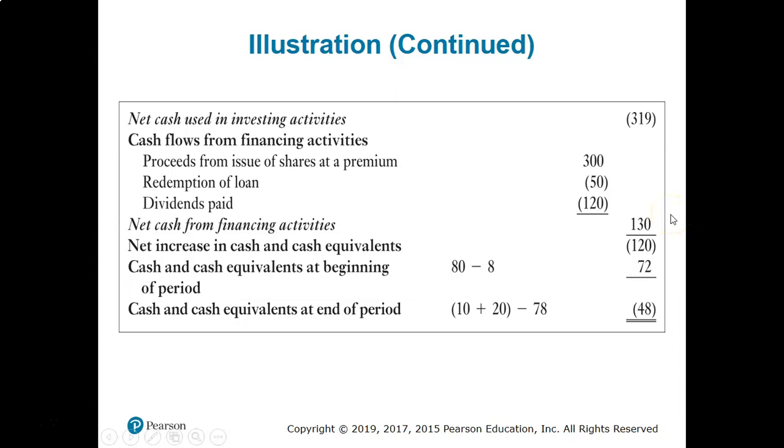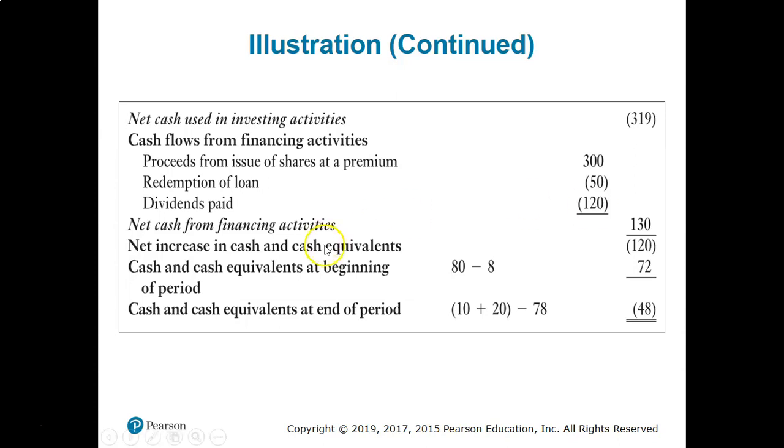130,000. And if you adjust all this, 69, 319, and also 130, altogether you can see the net cash increase or decrease, positive or negative. Net cash flow from all activities is 120,000 negative. That is, outflows were more than inflows.